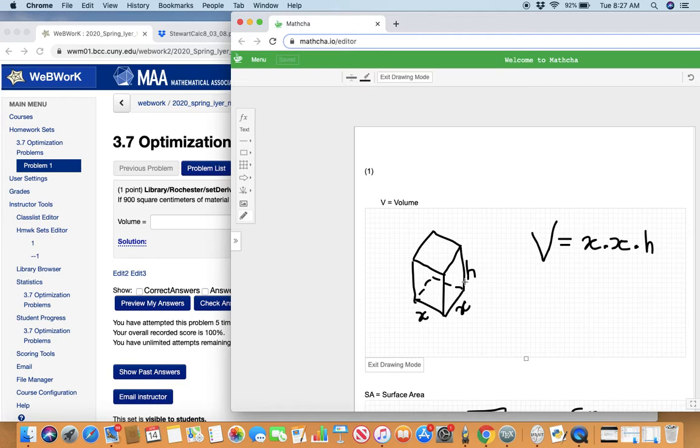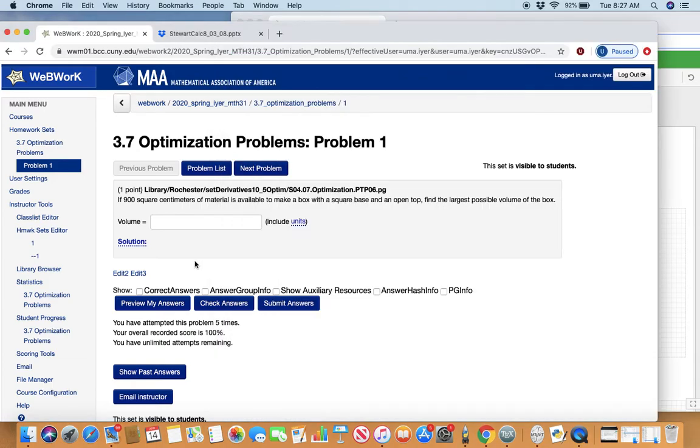Then you have the sides. Because the base is a square, the length is x, width is x, height is h. Okay? So you want to make a box with 900 square centimeters of material with the largest possible volume.